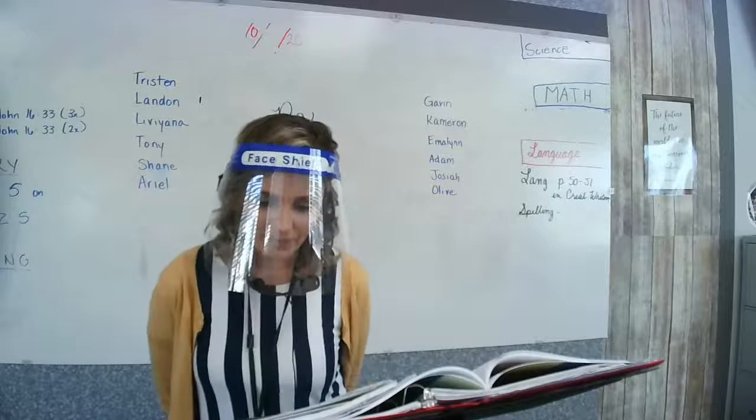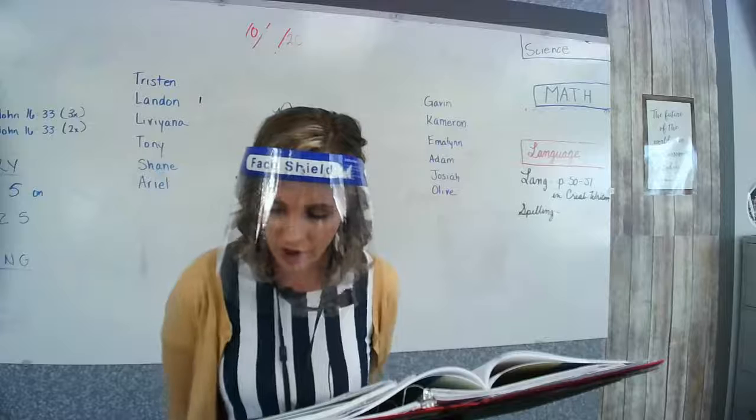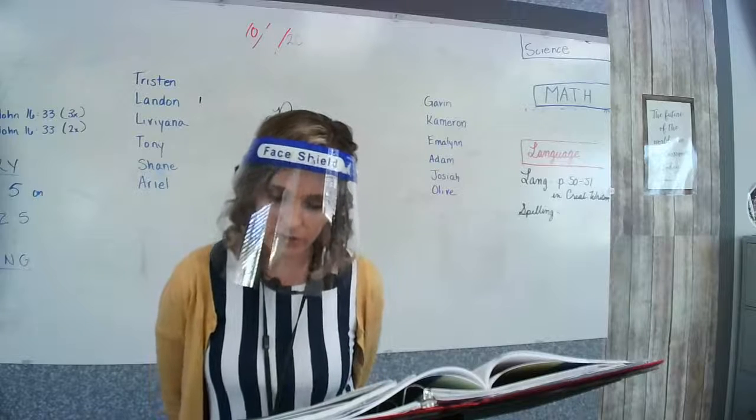Number 26. What is this word? Terrible, meaning able to cause terror. Awful. Horrible. We know what terrible means.